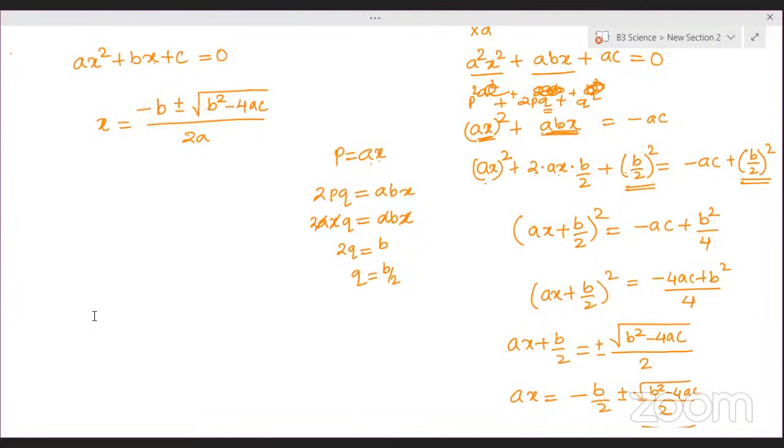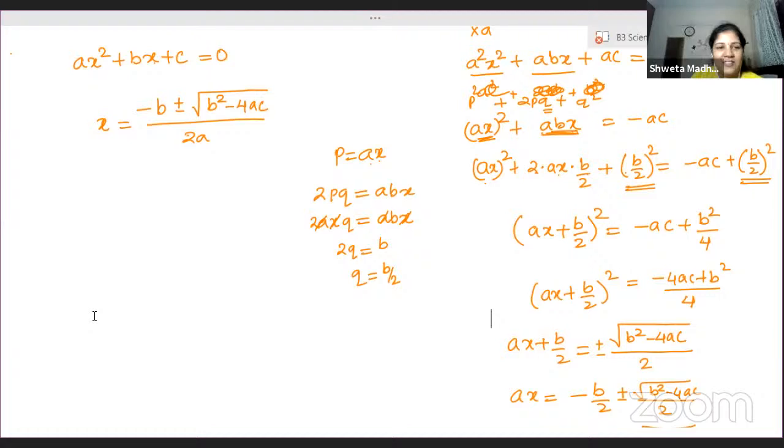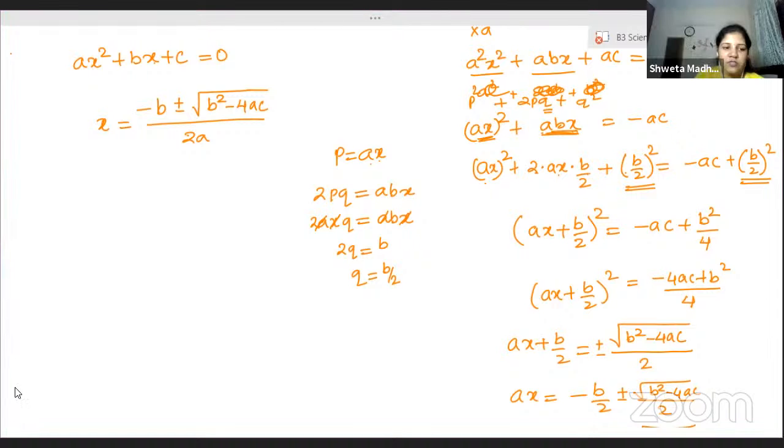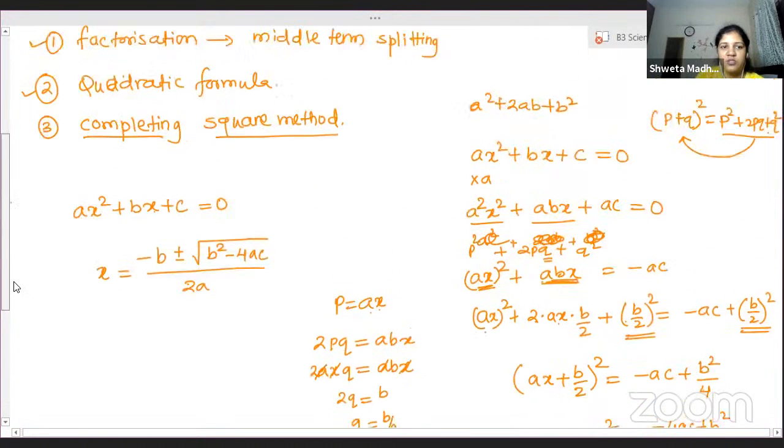Okay, ma'am. So you have to remember this formula: minus b plus minus square root of b square minus 4ac by 2a. Now what are these a, b, c? A is the coefficient of x square, b is the coefficient of x, and c is the constant term. Clear? Understood? Yes, ma'am. Okay, so write down first this point. So we will solve questions by using this.